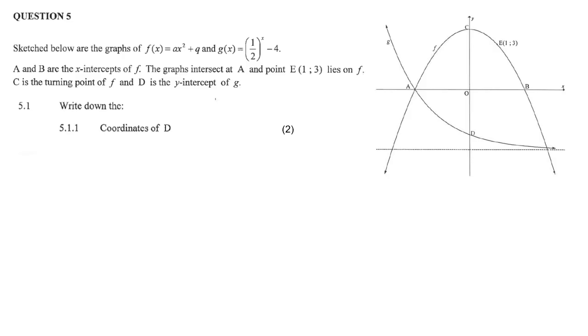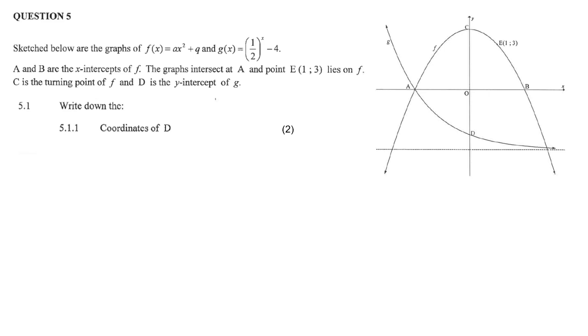Let's take a look at question 5 from the 2018 November paper. This is from the Department of Education. Sketch below are the graphs of f(x) = ax² + q and g(x) = (1/2)^x − 4. A and B are the x-intercepts of f. The graphs intersect at A, and point E lies on f. C is the turning point of f and D is the y-intercept of g.